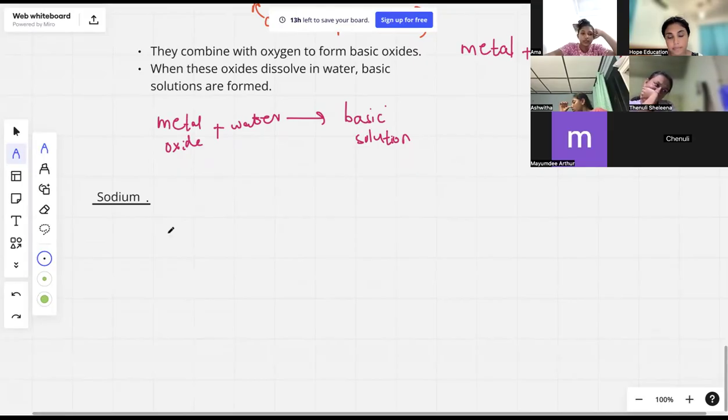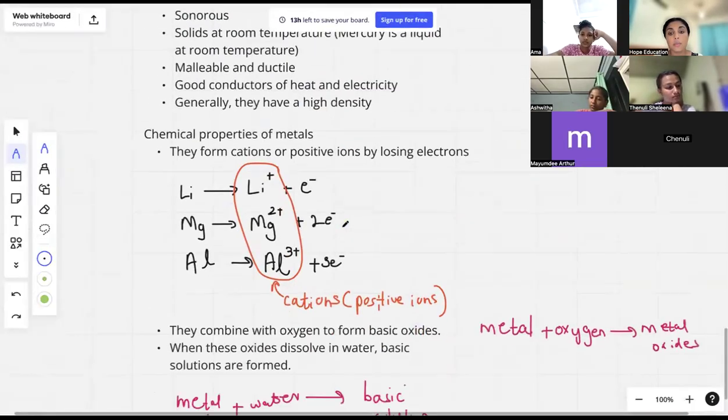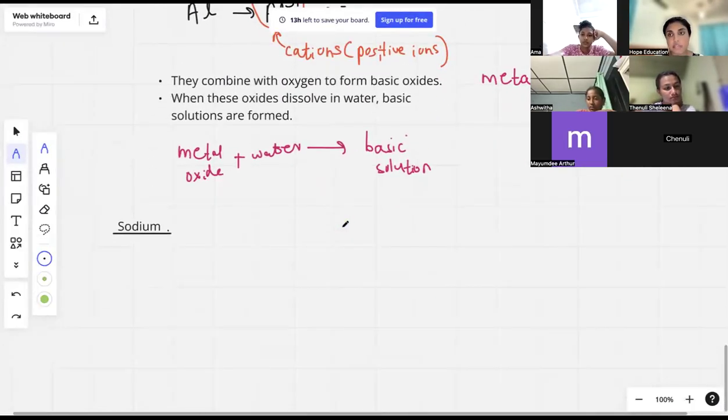Third. Correct. Periods are what goes like this, right? So of course sodium belongs to the third period. You should not be confused by this point. Periods and groups confuse you. Okay. So now when it comes to sodium, sodium is very highly reactive, right?